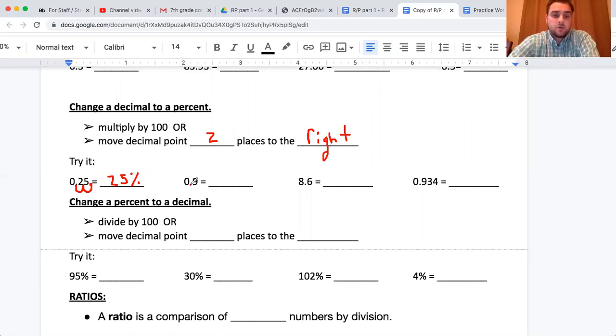Same thing here. So we're going to move it 2 places. So 1, 2. When we don't have a number in the place value that we swoop over to, we're going to put a 0 every time. Okay, so in this case, 0.90 would go here. So if we did 1, 2, after the 0, we put a decimal, we'd have 90%.